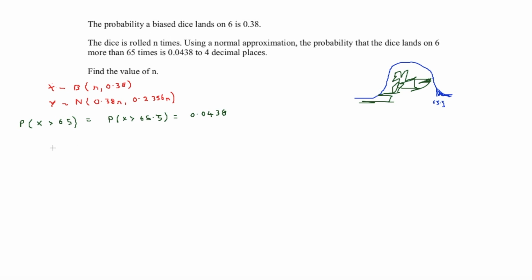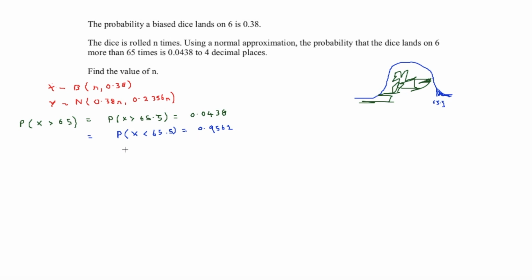So then we can also say that this is equal to the probability that x is less than 65.5, which is equal to 0.9562. So now we have that.